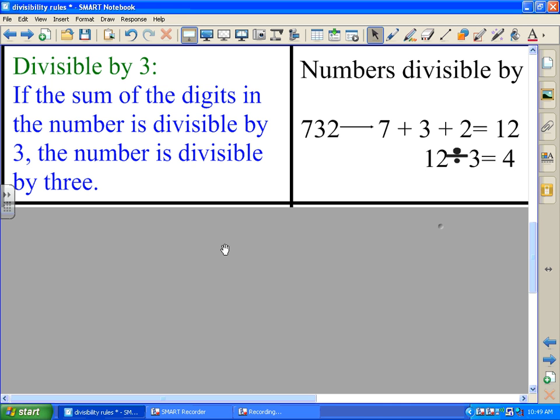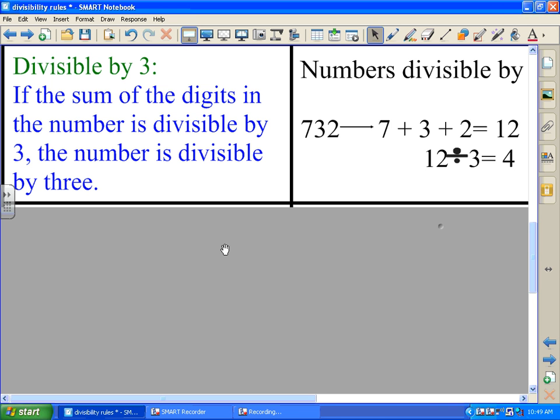Let's look at another example. Let's take the number 45. Is 45 divisible by 3? So if I take the digits, which are a 4 and a 5, 4 plus 5, what is 4 plus 5? Is it a 3, a 6, or a 9? Yes. So 45 would be a yes on 3. Okay? Does everyone understand?